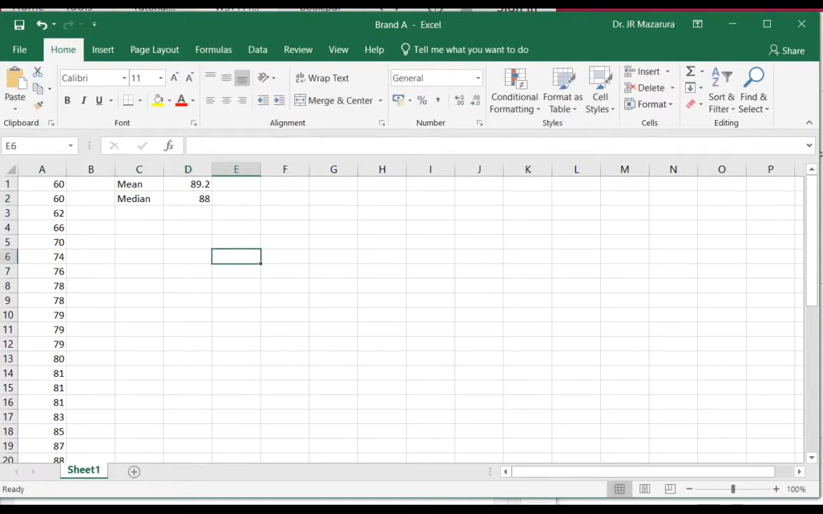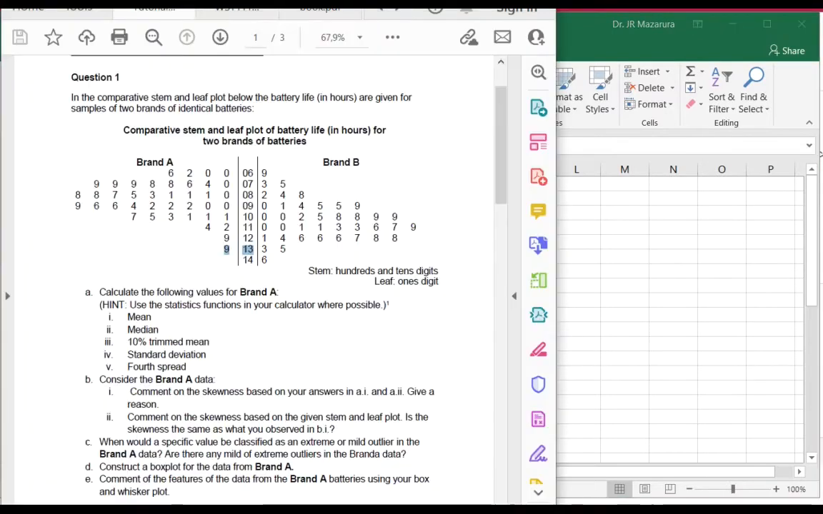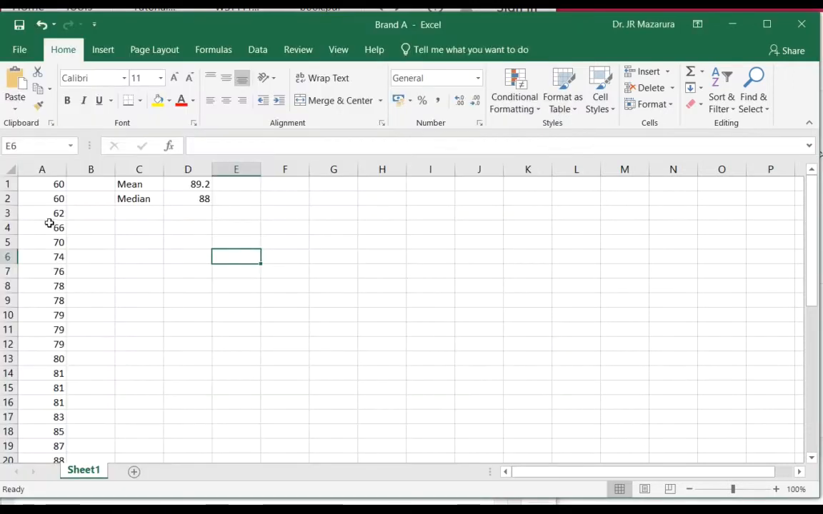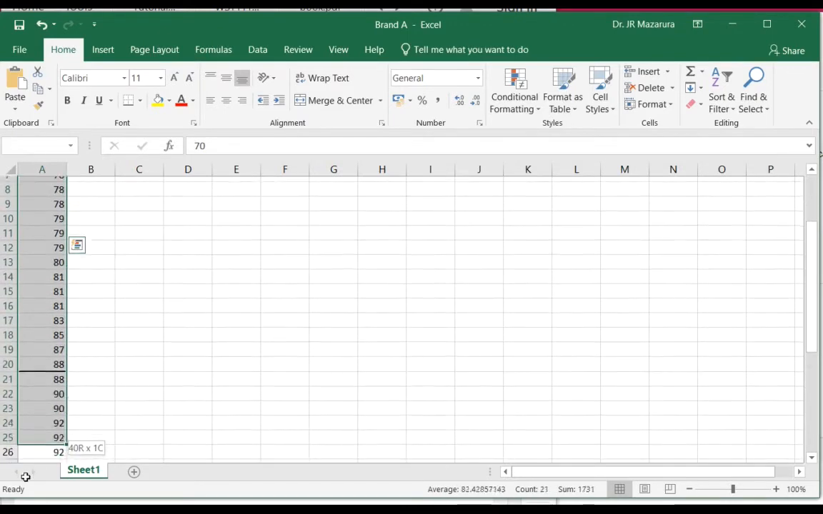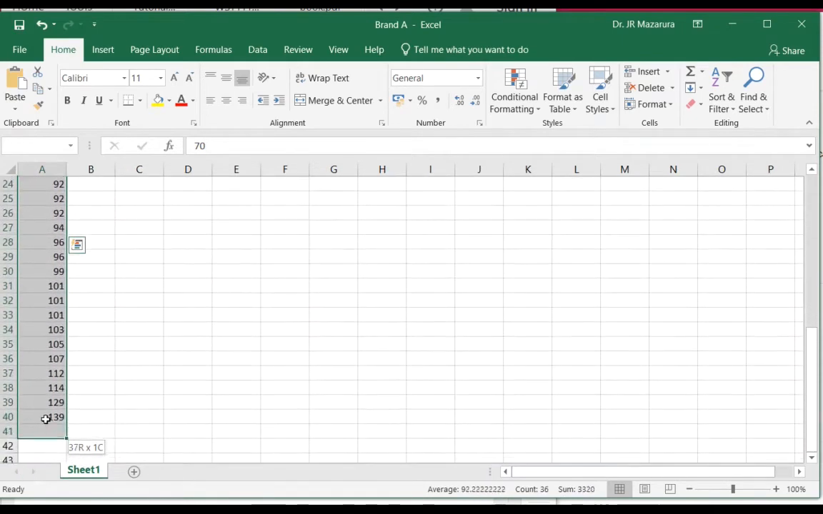And then if we go back to our question sheet, you want the 10% trimmed mean. For the 10% trimmed mean, you chop off 10% of the observations from either end, so the top 10% and the bottom 10%. 10% of 40 is 4. So that means we're going to drop the first 4 observations and then calculate the mean using everything else, without the last 4 observations. So you're going to stop here.